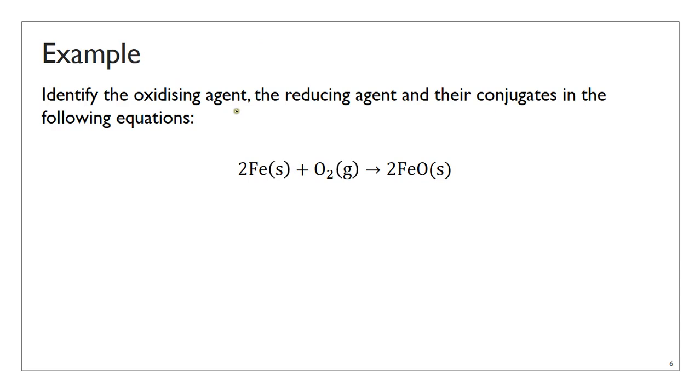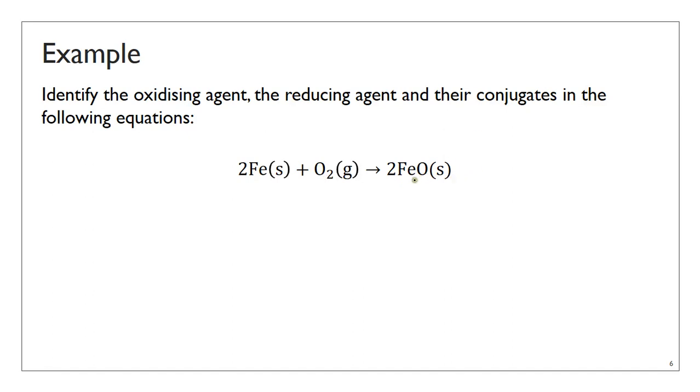All right, let's go through one example, and then we'll do some more questions next week in class. This example asks you to identify the oxidizing agent, the reducing agent, and the conjugates in the following equation. This is the rusting of iron: iron reacting with oxygen to produce iron oxide. That's a redox reaction.